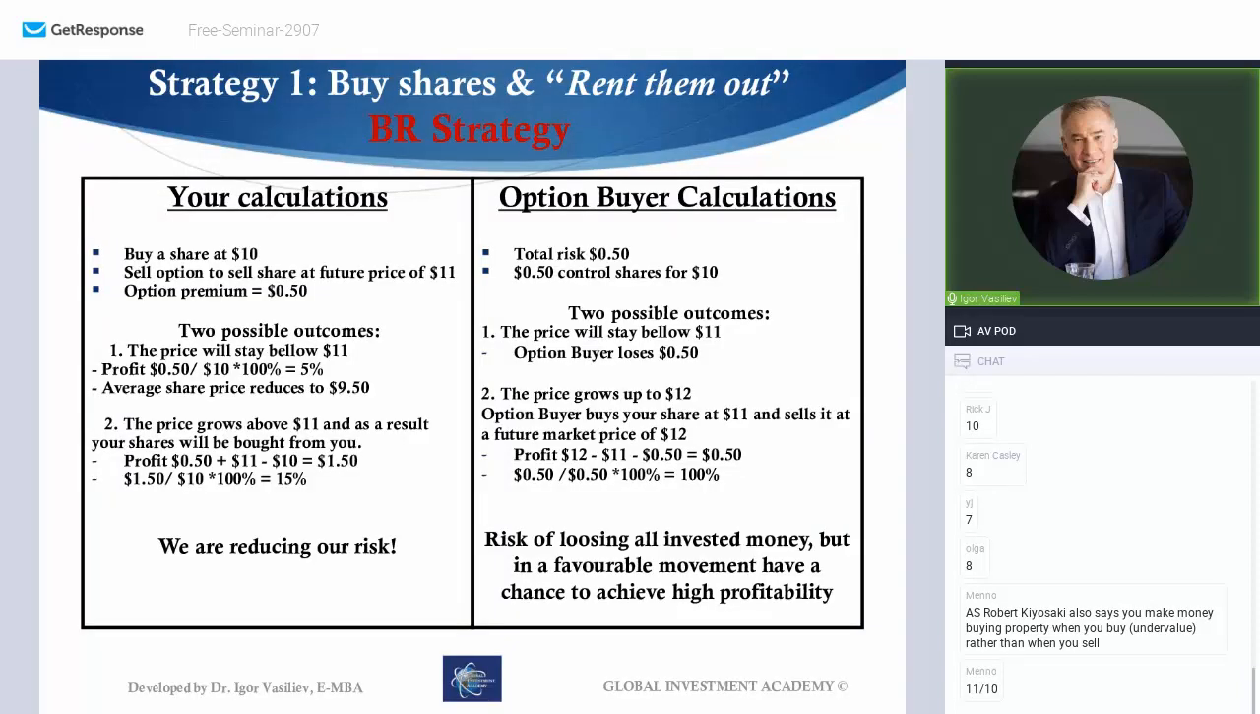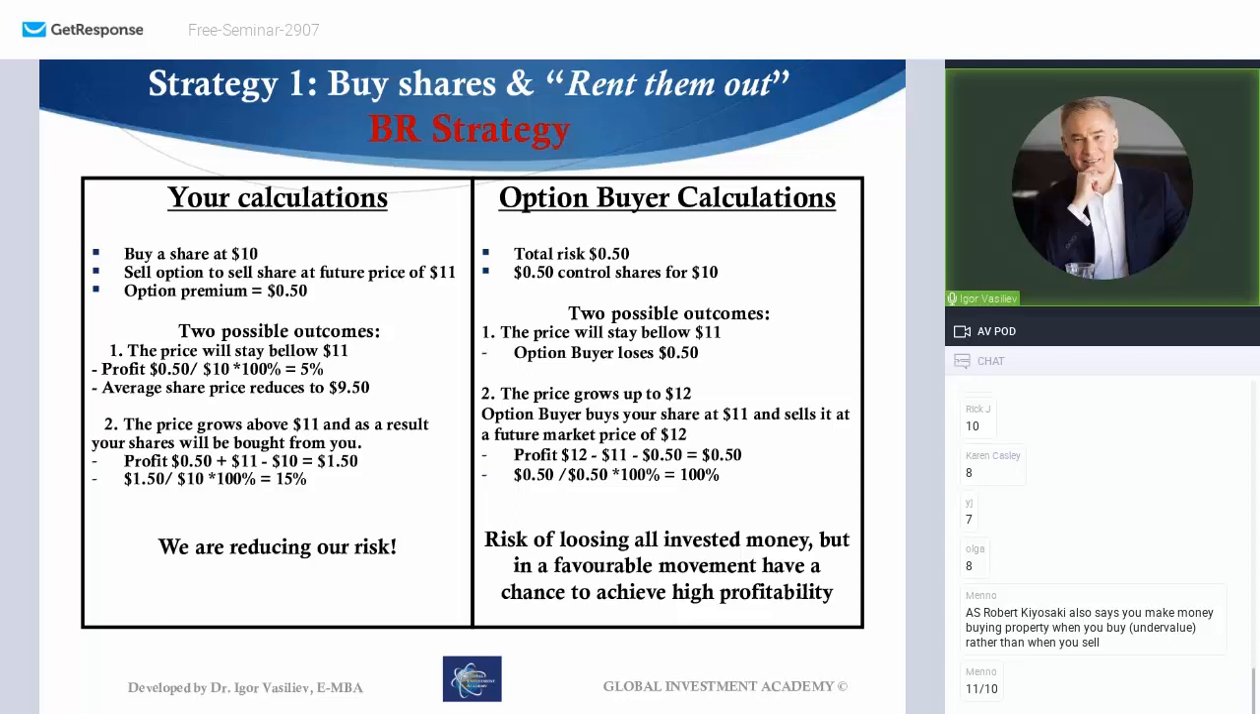Okay, let's have a look at the second person, the option buyer calculations. The person who bought the option, why did that person do it? So total risk is 50 cents. 50 cents controls the shares for $10. Now, two possible outcomes. The price will stay below $11: the option buyer loses all the money because he paid it already. He doesn't have this cash in his account. Then if the price grows to $12, the option buyer buys your shares at $11 and sells at $12. So the profit is $12 minus 11 minus the 50 cents investment. So 50 cents. The profit is 100%. That's why that person does it.